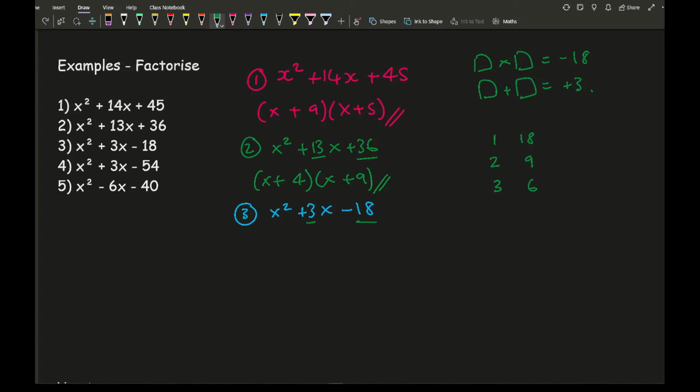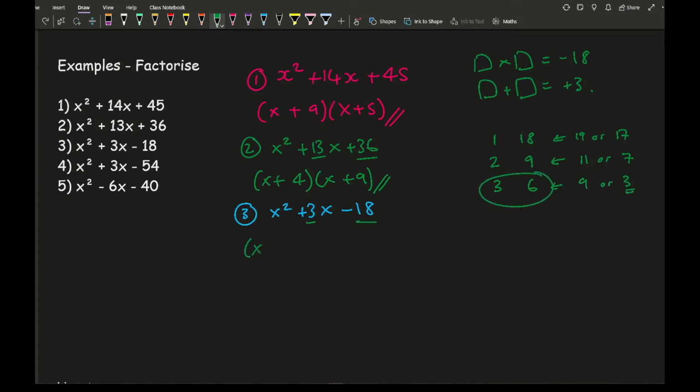Well, 1 and 18, if I add them together, I'm going to get 19. If I take them away, I'm going to get 17. So this I can either make 19 or 17, because obviously one of them is going to be negative, because I can use negative numbers to turn it into a subtraction. For 2 and 9, either I can make 11 or I can make 7. And for 3 and 6, either I can make 9 or I can make 3. And it's the 3 that I want, so it's going to be this pair.